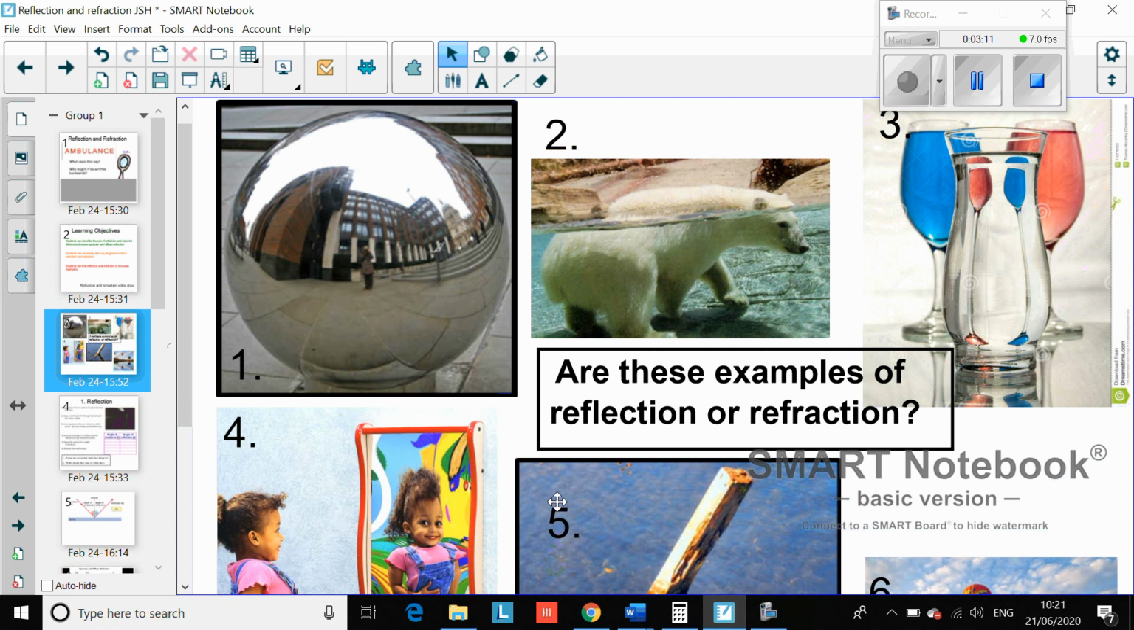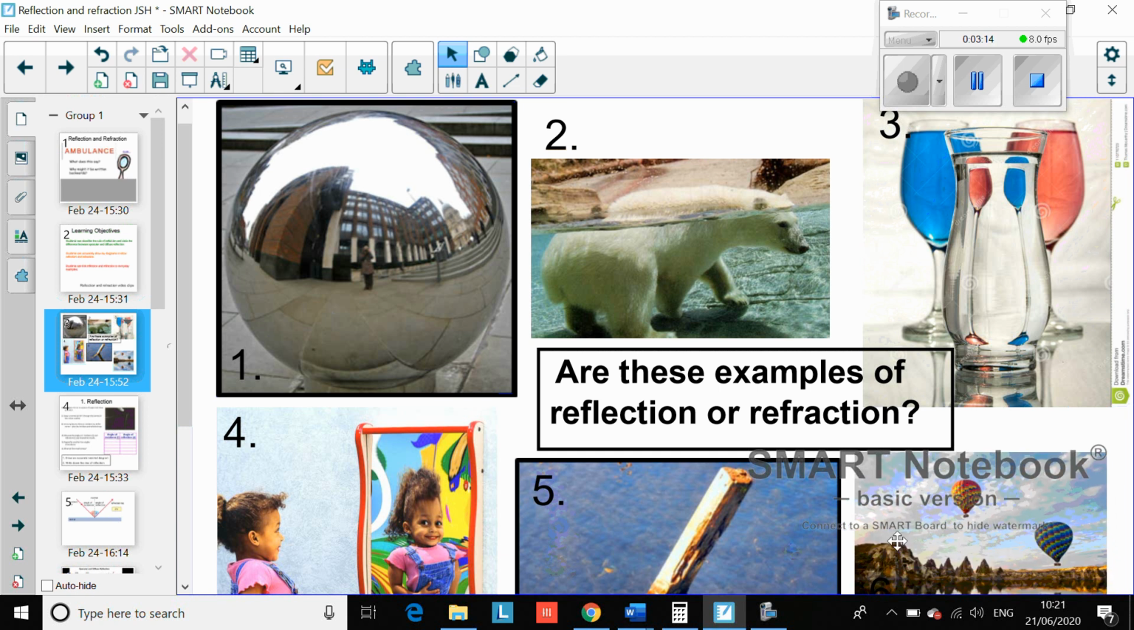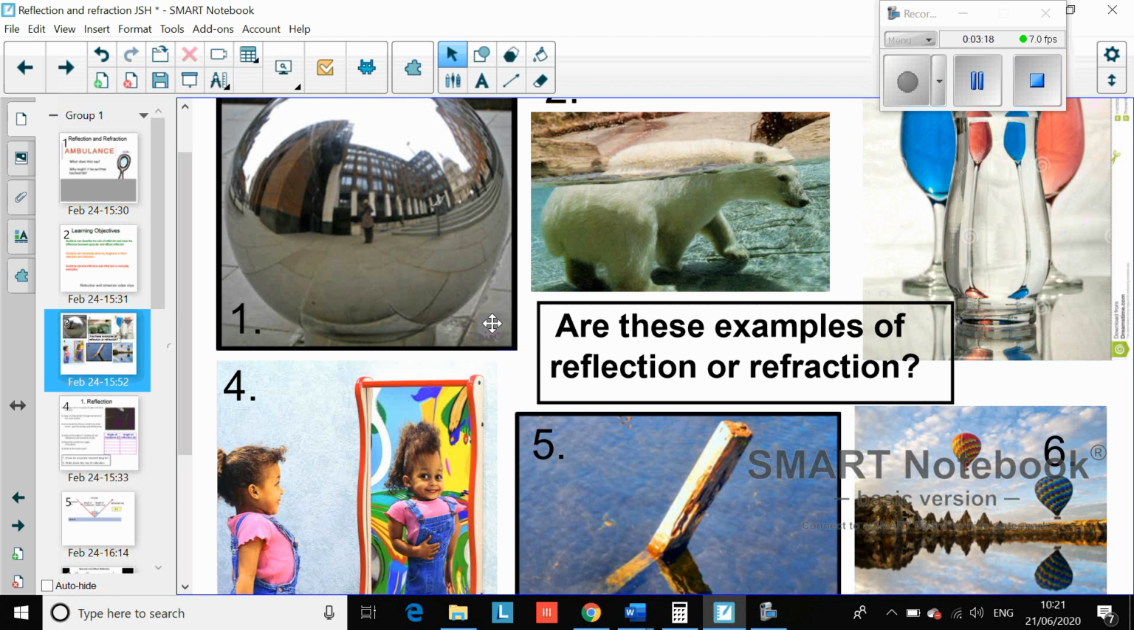Up a little bit. Apologies if you can't see them all. Just move that down slightly. Okay, so you should be able to see those now. So pause the video, just write 1, 2, 3, 4, 5, 6, and is it reflection or refraction? And if you can, quickly explain why. So that'll take you no more than 2 or 3 minutes. Okay, off you go.